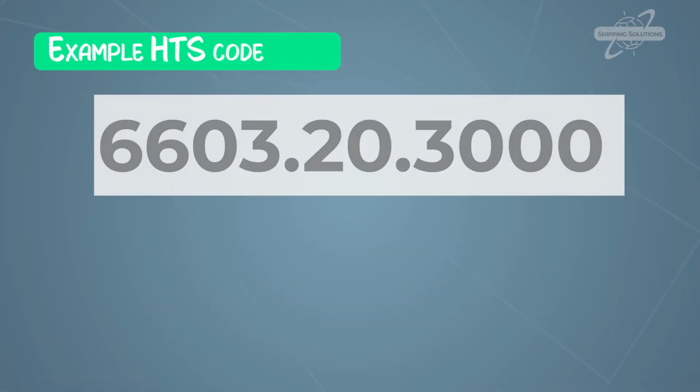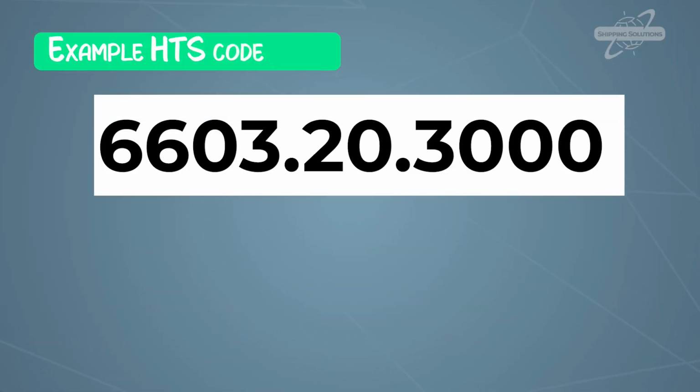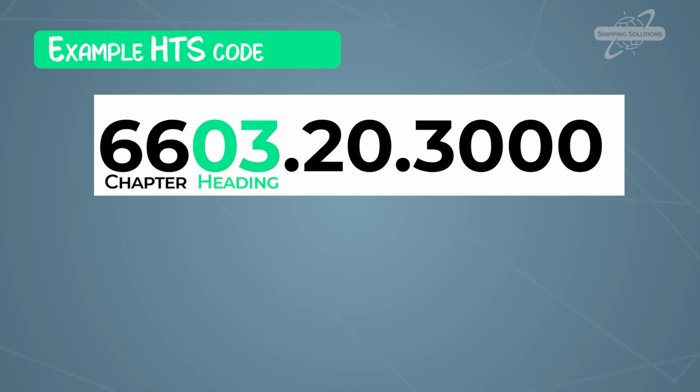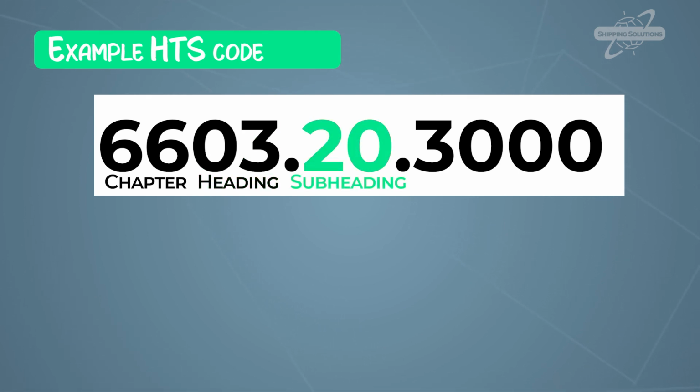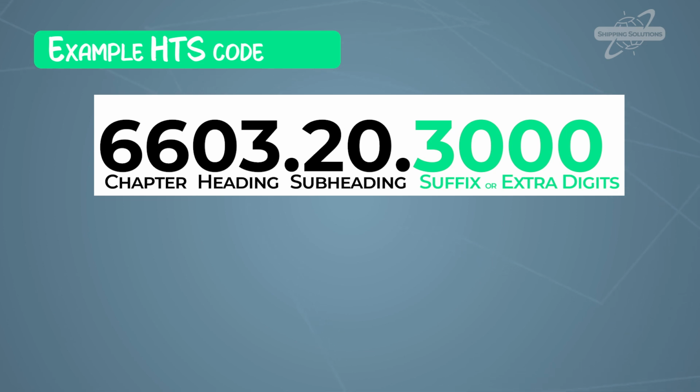This is an example of an HTS code for umbrellas. The numbers distinguish between the 4 different components of the code. In this example, 66 is the chapter, 03 is the heading. The heading dictates the specific category within any particular chapter. 20 is the subheading. These 2 digits are more specific, defining subcategories of products. 3000 is the suffix or extra digits. Countries can use an additional 2 to 4 digits for country-specific categorizations.